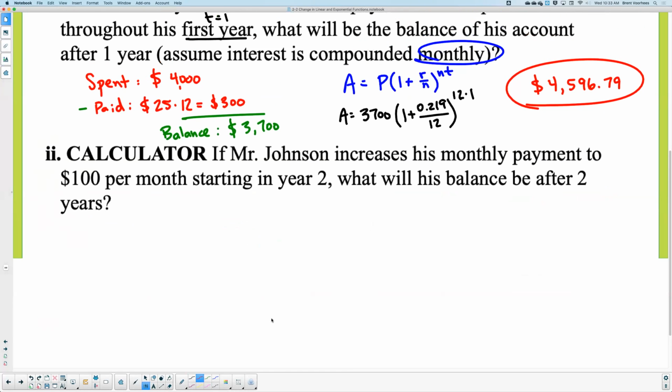Now, this is a tricky one to figure out. This doesn't mean after 2 years. You went 1 year, you paid that off, then that's your new balance, and now you're starting the second year. After the second year, you're paying 100 a month. Yeah, I know it gets complex. So let's see what happens. Let's go to our calculator.